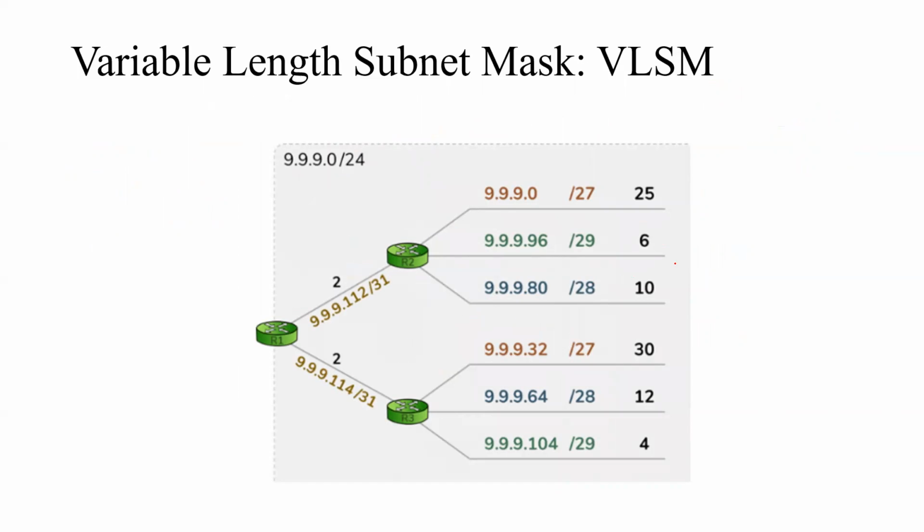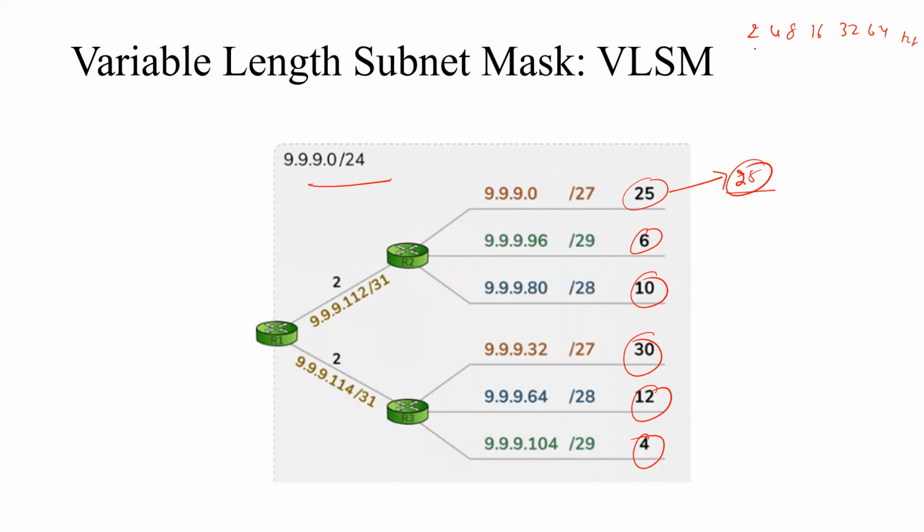In case of VLSM, again we have a /24 network, and this is the requirement. How many IPs do they need? 25 IPs. If you want to assign 25 IP addresses, which power of 2 is related to 25? 2 power 1 is 2, 2 power 2 is 4, 2 power 3 is 8, 16, 32, 64, 128, and it goes on, right?